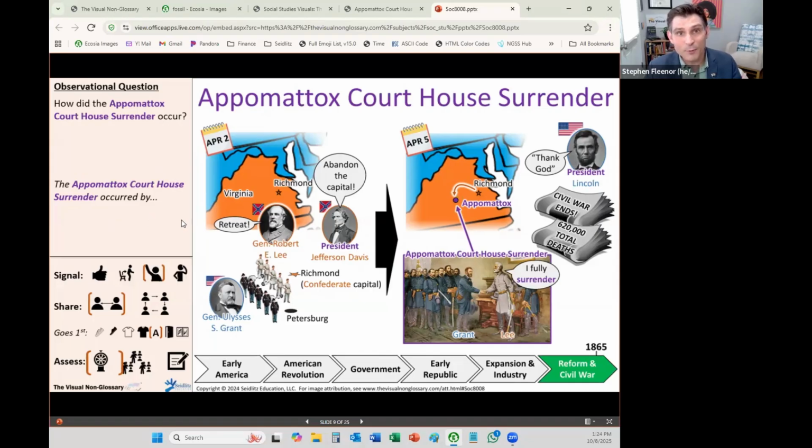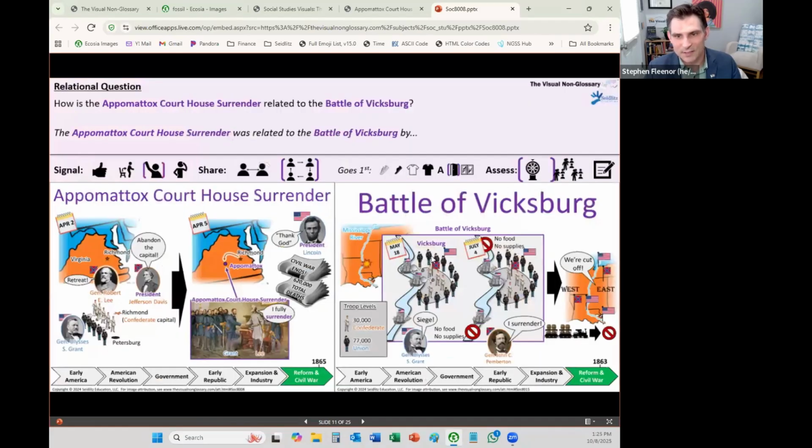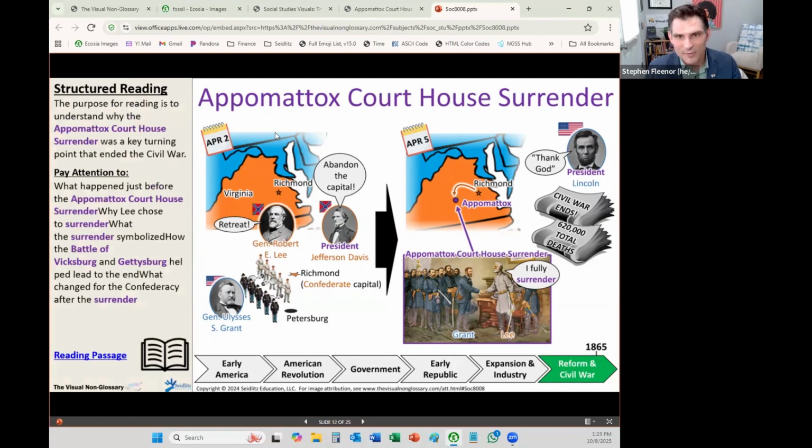And then we repeat this cycle several times. So students will see other visuals with other questions. And then they will see questions asking them to make a comparison or to describe a relationship between these two concepts. And then in our lessons that we recommend, we also provide structured reading. And I'll show you what one of these reading passages looks like.